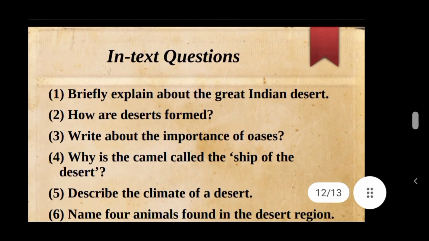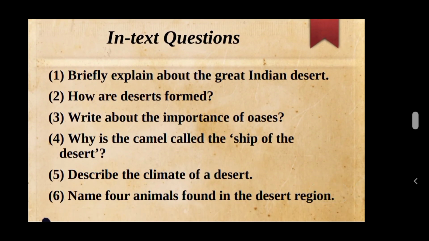In-text questions. Briefly explain about the Great Indian Desert. Indian desert occupies a major part of western Rajasthan. On the eastern side of the desert lies one of the oldest mountain systems in the world, that is Aravalli Ranges. Third point, the Great Indian Desert is also known as Thar Desert.